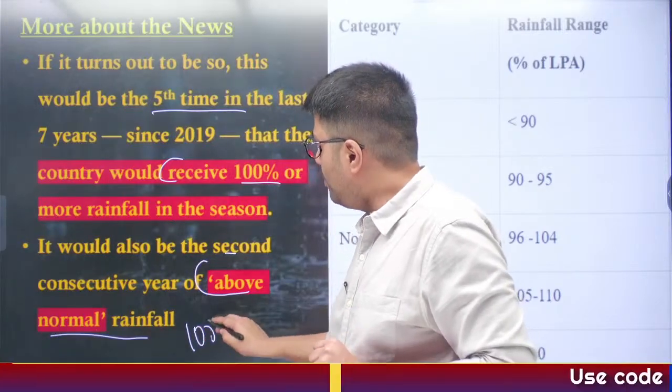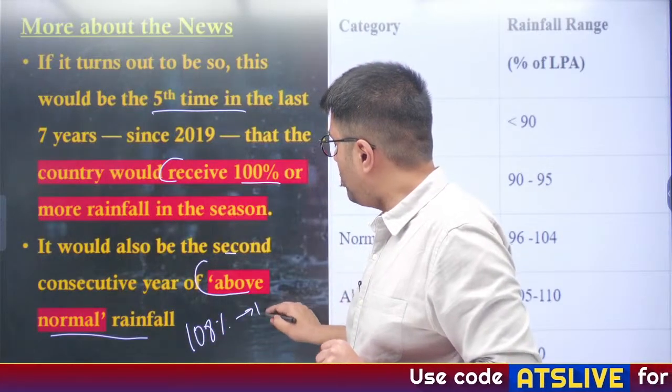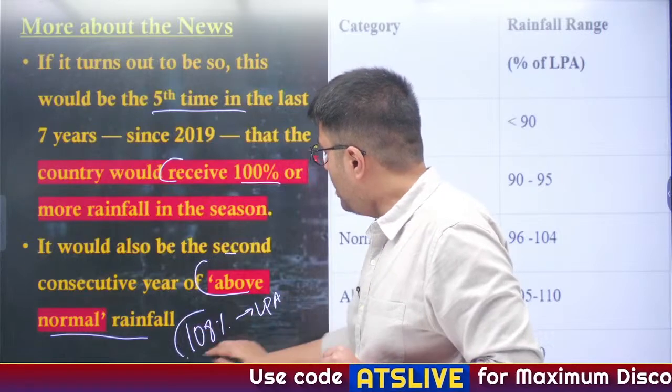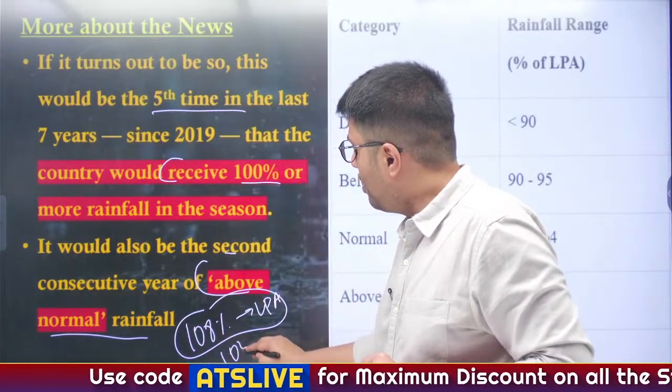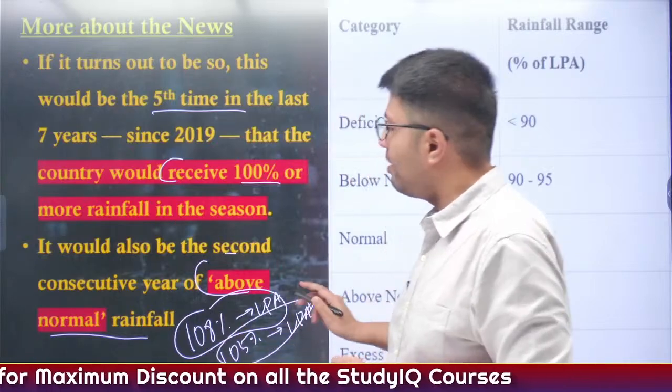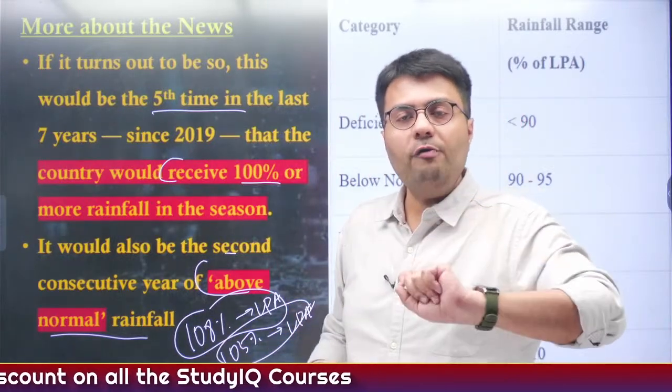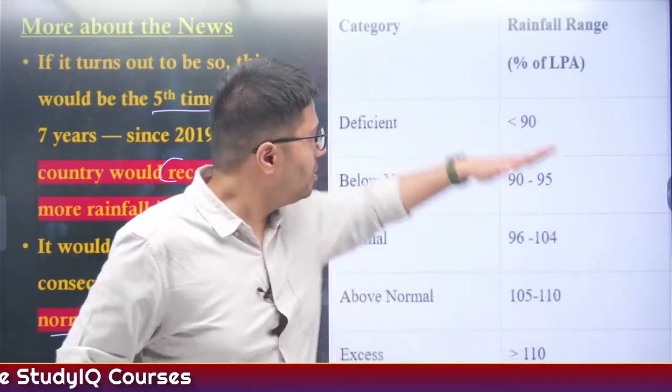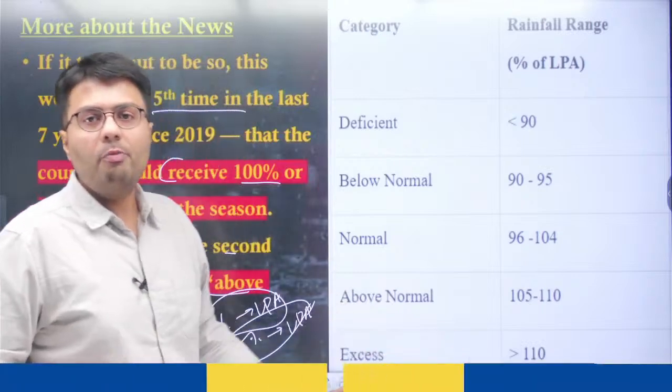Last year it was 108% of long period average. Now it has been predicted that it will be 105% of long period average, that means above normal rainfall. So what makes a rainfall above normal, below normal? This is the table that I have downloaded from IMD's website.